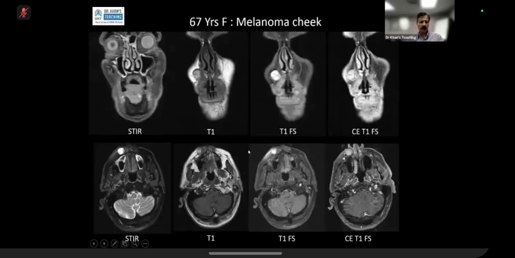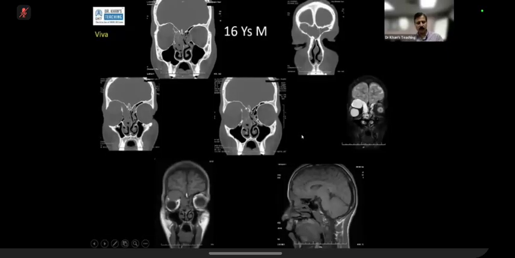So in head and neck, choroidal melanoma is extremely important. But having said that, this case had a cheek melanoma. And on a T1 fat saturated, you can see it here. You can see it high signal, and you can see a bit of enhancement also. So this was just for that signal.